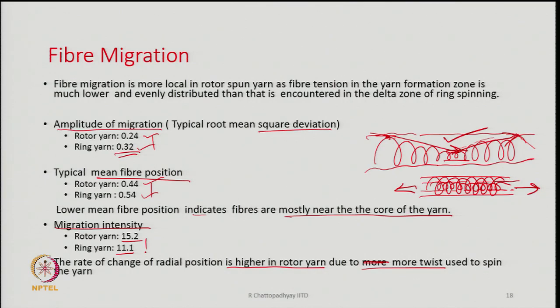So, these are all typical values. The exact values for a given type of fiber or the speed at which the yarns have been spun may differ a little bit from each other.